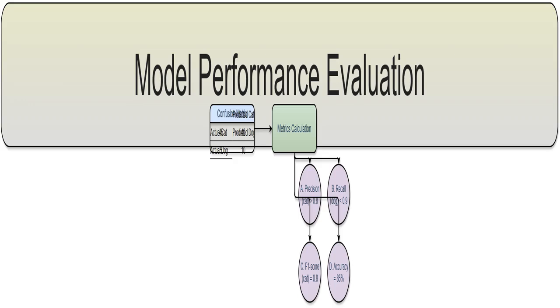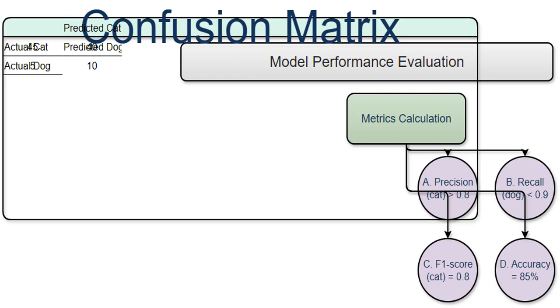I'm evaluating how well the model performs at classifying images. I'll use metrics to judge its effectiveness. I'm using a confusion matrix, a table that shows the model's predictions versus the actual values. This helps me understand the types of errors my model is making.